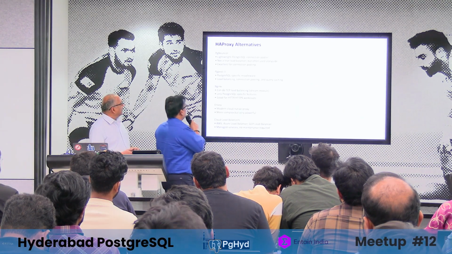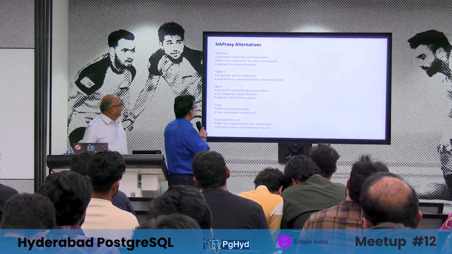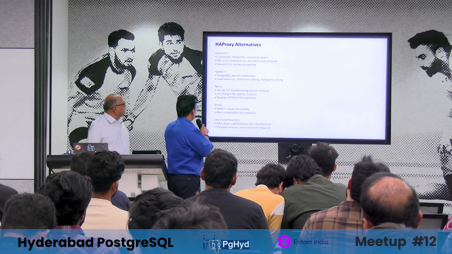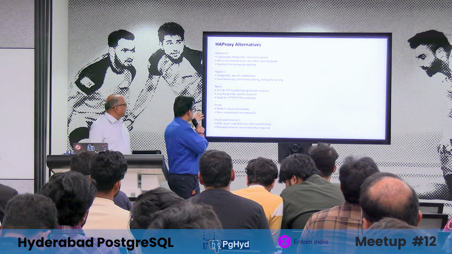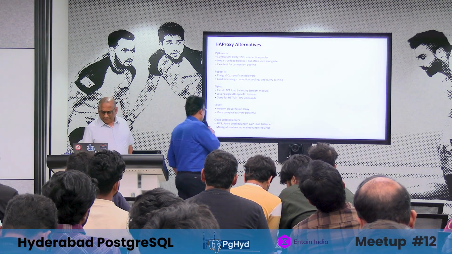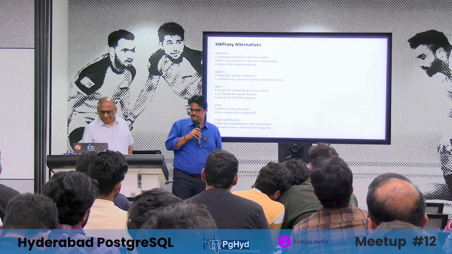These are some of the HAProxy alternatives: PgBouncer, Pgpool-II, NGINX, Envoy, and cloud load balancers.